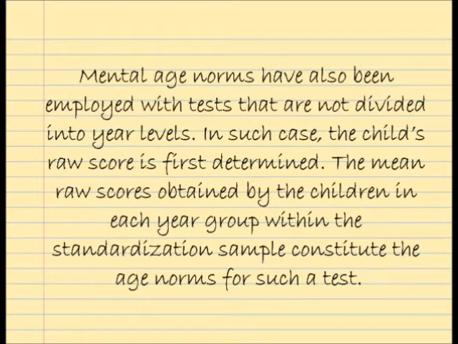Mental age norms have also been employed with tests that are not divided into year levels. In such cases, the child's raw score is first determined. Then the mean raw scores obtained by the children in each year group within the standardization sample are computed. The mean raw score of the 8-year-old children, for example, would represent the 8-year-old raw score. If a child earns that score, then her or his mental age on the test is 8 years. All raw scores on such a test can be transformed in a similar manner.